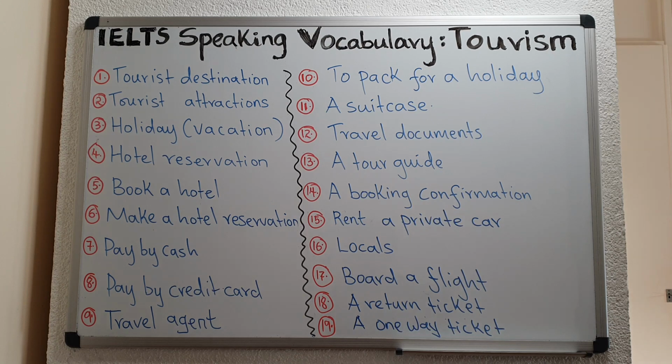Number 14, a booking confirmation. Once you have found your tourist destination, and then you go online and you book a hotel, the company is supposed to send you a booking confirmation. They're supposed to send you an email to say that we confirm that you have a reservation in our hotel for 7 days, beginning on the 1st to the 7th of February. That is your booking confirmation.